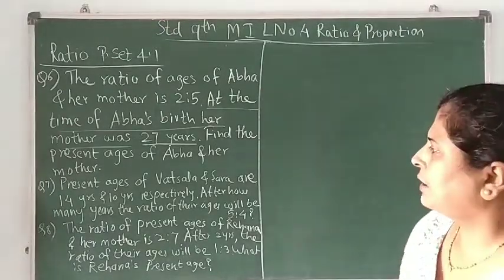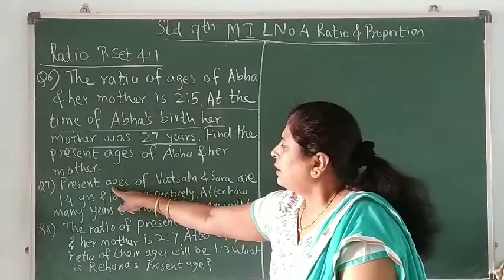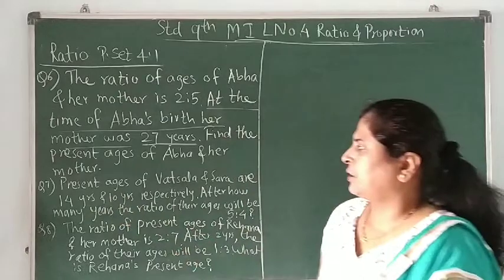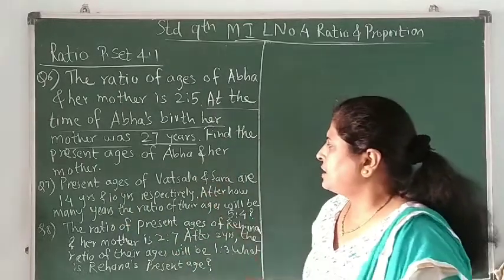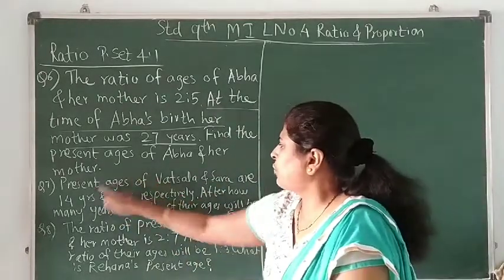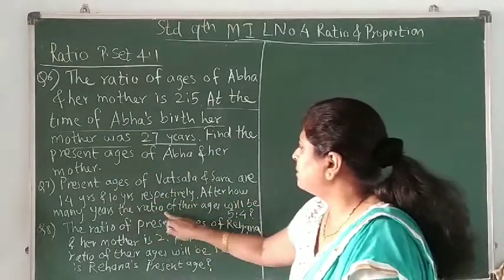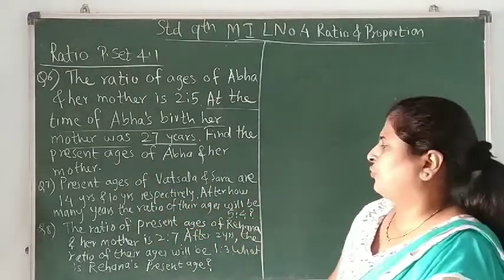Now in question number 7, what's given? Read it. Present ages of Vatsala and Sara are 14 years and 10 years respectively. Okay. So here the ages are given. Vatsala is 14 years and Sara is 10 years. Now after how many years will the ratio of their ages be 5:4?